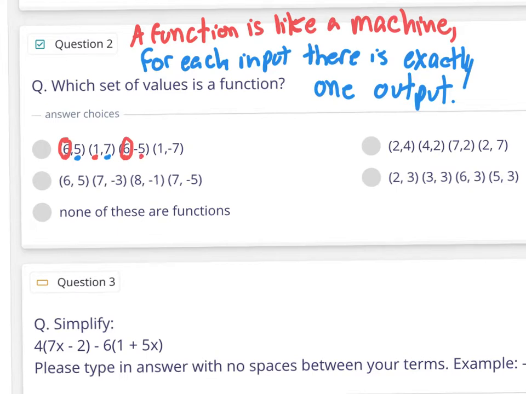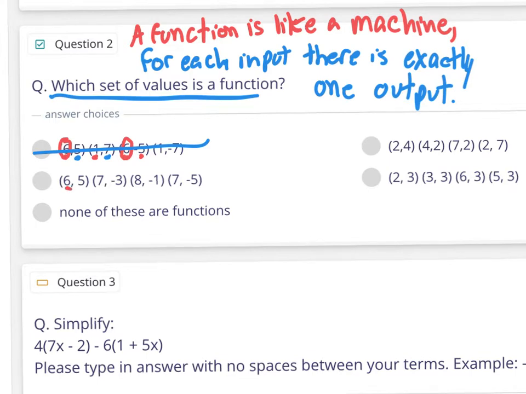That's like plugging in some dough and getting out a tortilla, plugging in some dough, getting out a donut. That machine is broken. So it's asking which set of values is a function. This one is definitely not. Why not? Because the input 6, the x value of 6, gave us 2 different y values, 2 different outputs. Okay.